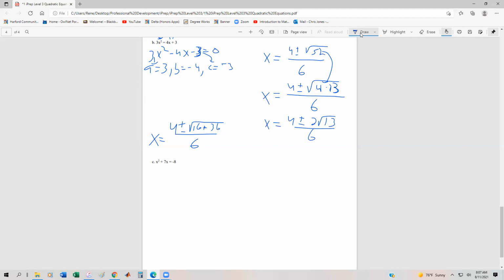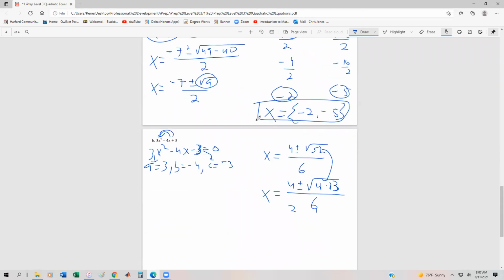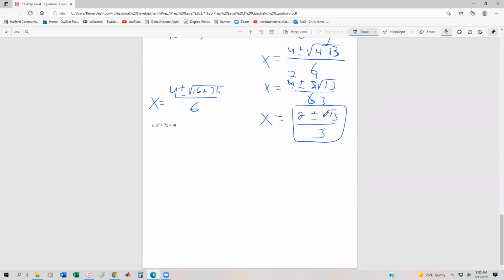And then finally, when we finish this out, because everything's divisible by 2, this is a 2, this is a 1, and this is a 3. So our answer is going to be 2 plus or minus root 13 over 3 for x. And that's as simple as we can get with that. All right, so sometimes we get precise numbers like we did in example A. Sometimes we don't get the precise numbers like this one, and we just have to leave it in this form.